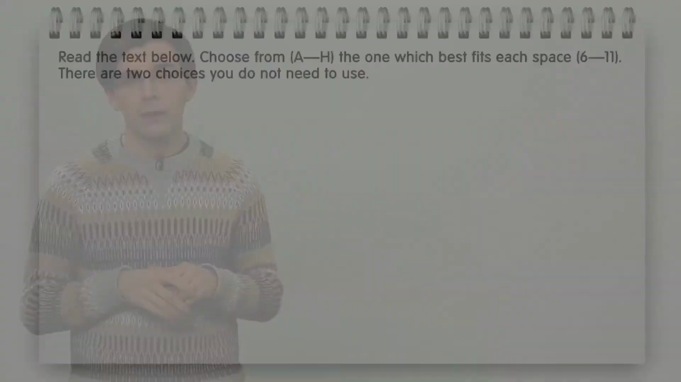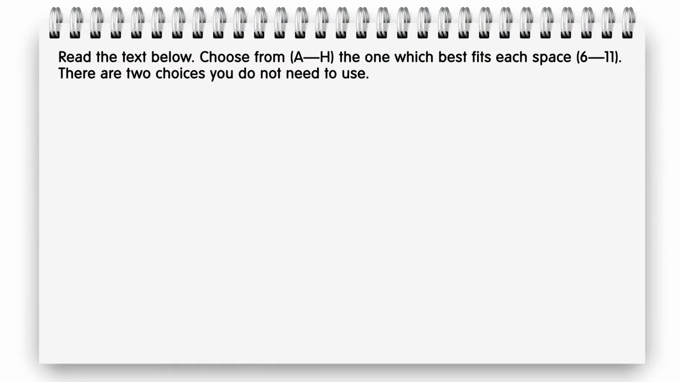So let's practice. First, let's read the task. Read the text below. Choose from A through H, the one which best fits each space, 6 through 11. There are 2 choices you do not need to use. Here, again, we have extra possible answers. And that's important to keep in mind. So next, let's read all of the answer choices together.